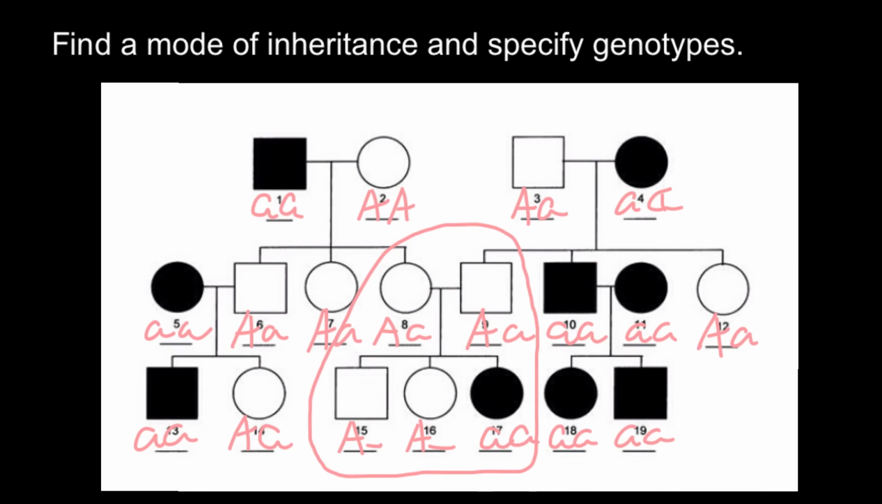So we have found that this is an autosomal recessive genetic disorder. We have found the genotypes of all the individuals present here, and this is all for today.